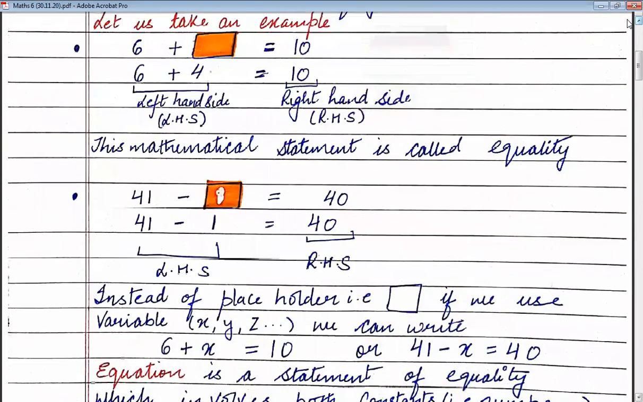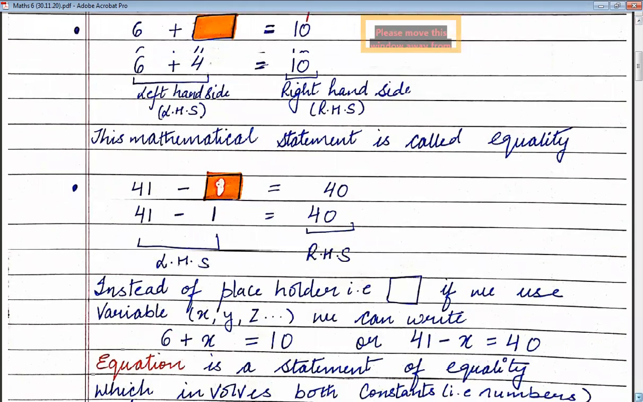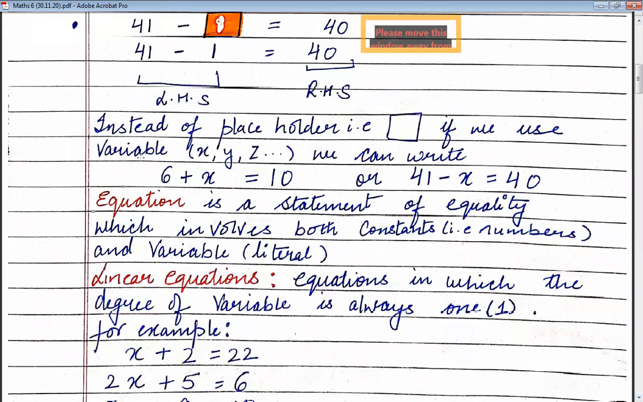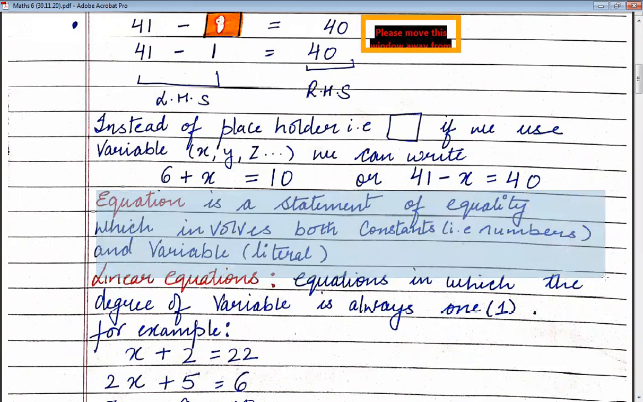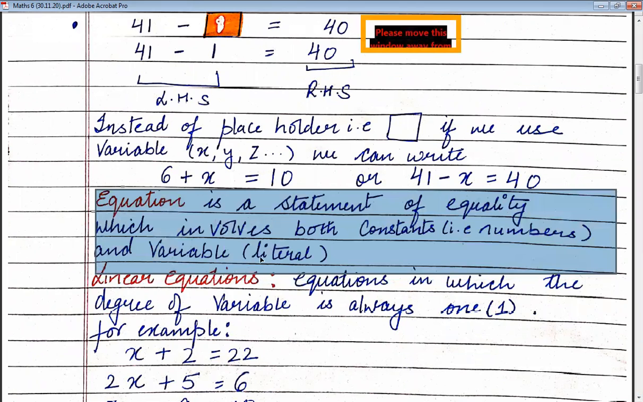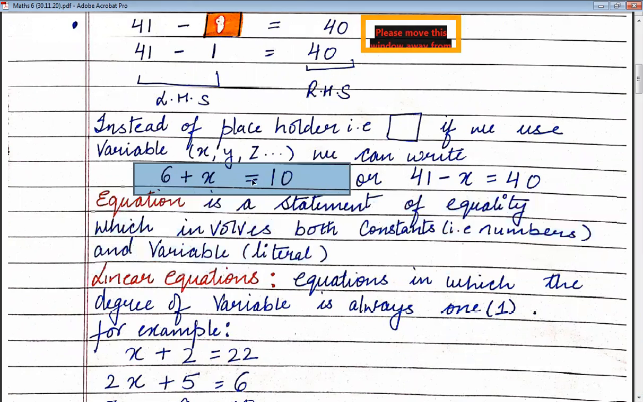Let's have a quick look. Now in this video we have discussed what is an equation. An equation is a statement of equality which involves both constants as well as variables. In simple or layman language, you can say that an expression with an equal to sign, where left hand side is equal to right hand side, becomes an equation.